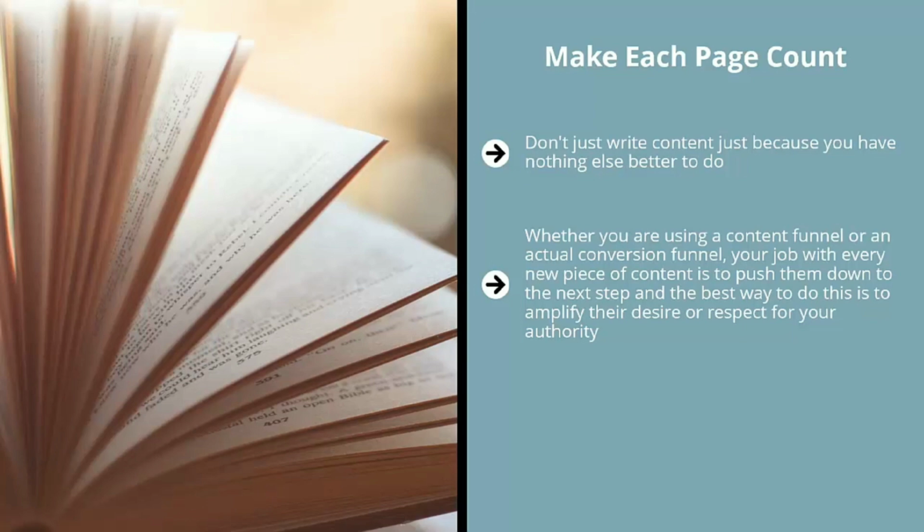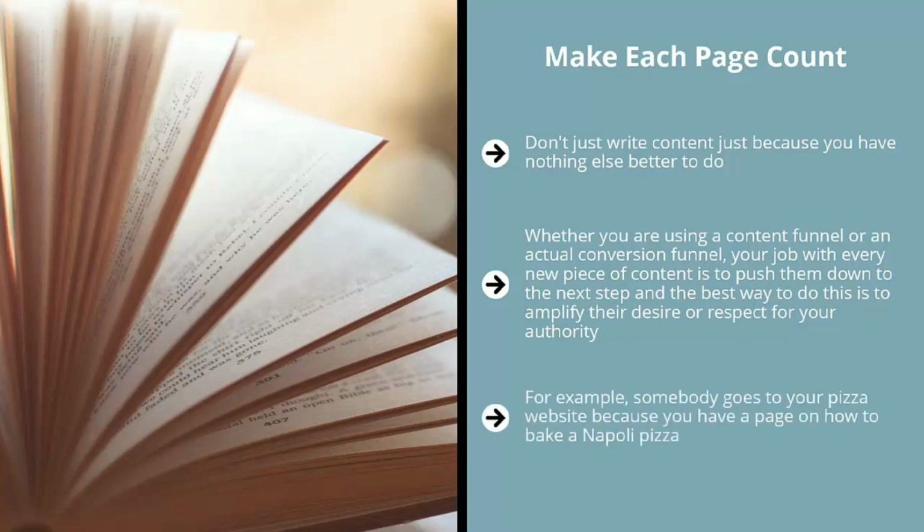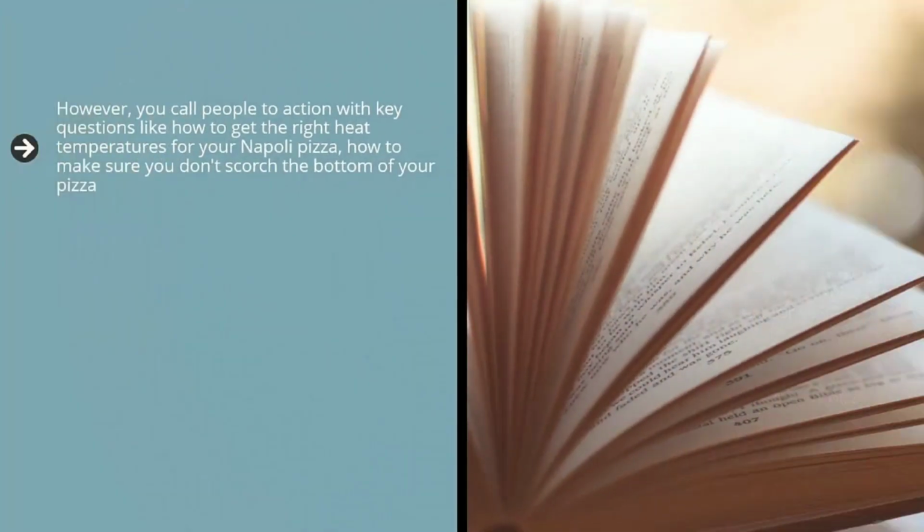To put this in practical terms, please understand that when people are looking for a basic question, they usually have another question in the back of their mind. For example, somebody goes to your pizza website because you have a page on how to bake a Napoli pizza. So, your first page lays out information regarding what a Napoli pizza is and a basic recipe. Pretty straightforward.